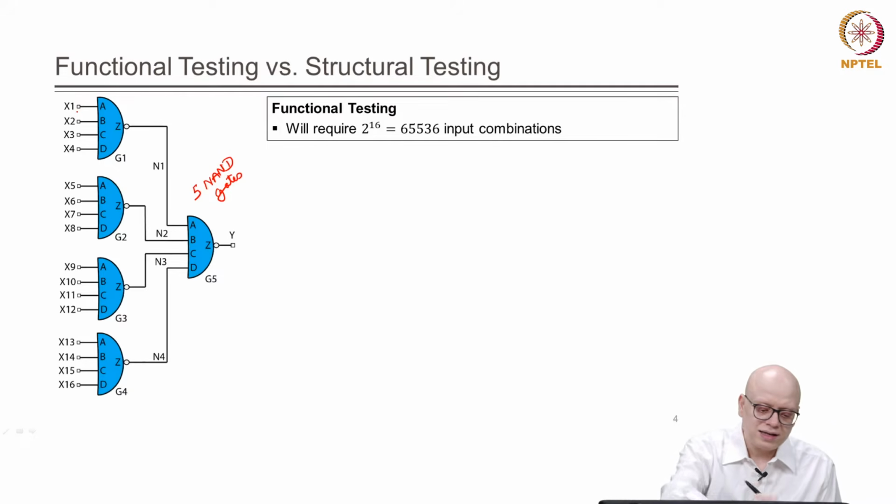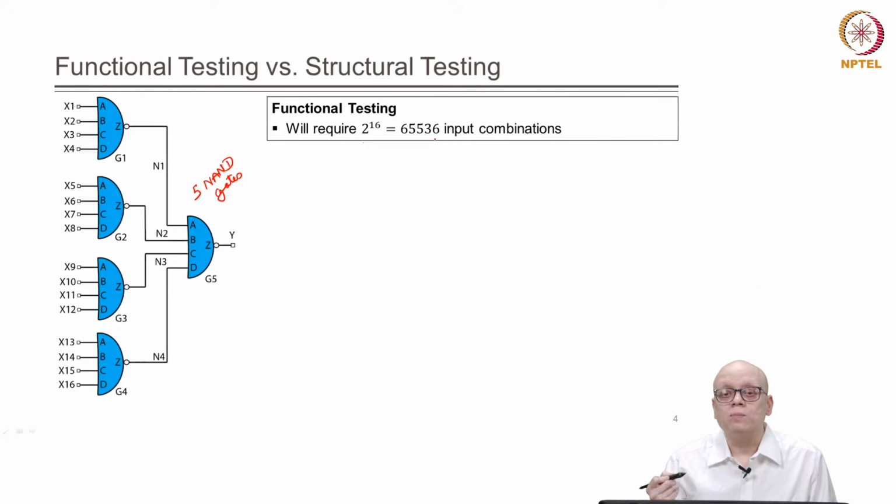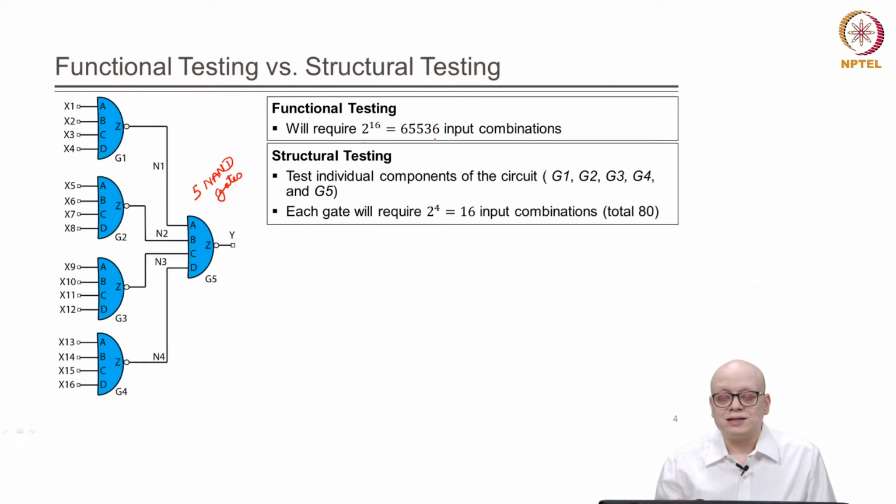Since there are 16 input ports, we will require 2 to the power 16, or 65,536 input combinations. So, this many test vectors will be required if we do functional testing, if we are trying to compare the input output behavior of the expected response and the circuit which is manufactured. Now, if we do structural testing, how many test patterns will be needed?